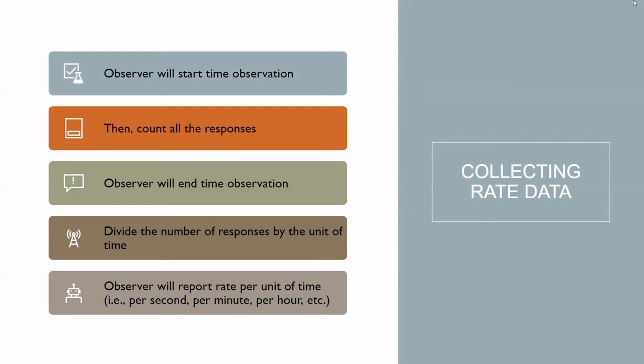When you are recording rate data, it is important to make sure your observation period is occurring for the correct amount of time. So make sure you are watching the clock or have a timer on hand. Once you start your time for your observation, you will then count all responses of the behavior you are targeting. When it is time to end the observation, you will stop recording your data. Depending on the frequency count, you will then divide that number of responses by the unit of time.